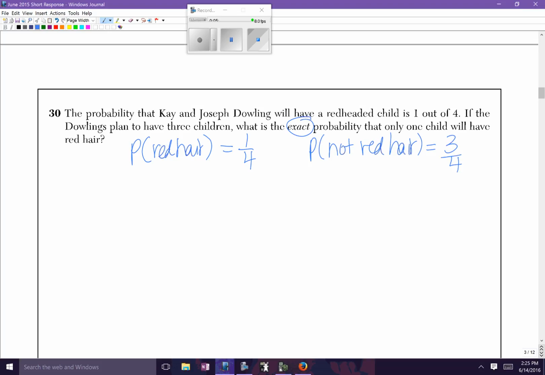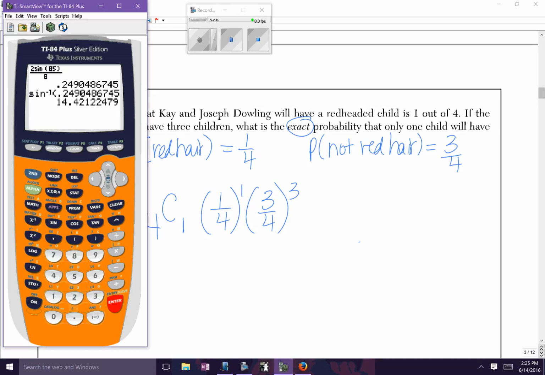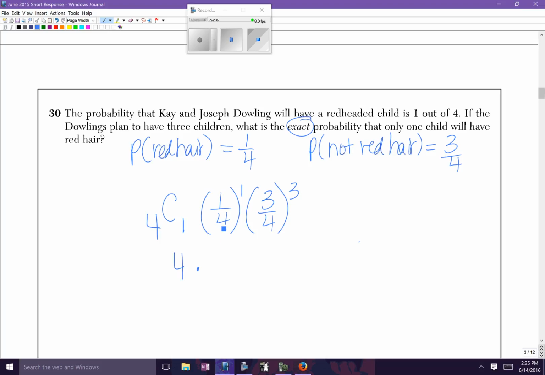So we're going to have 3 children, and we only want one of them to have red hair. So we say the probability of having red hair is 1. So that means that 2 of our children will not have red hair. So that's the probability of not having red hair. When we put this in our calculator, let's see, 3 choose 1 has a value of 3, so it's going to be 3 times, well, 1/4 raised to the first power is 1 over 4.